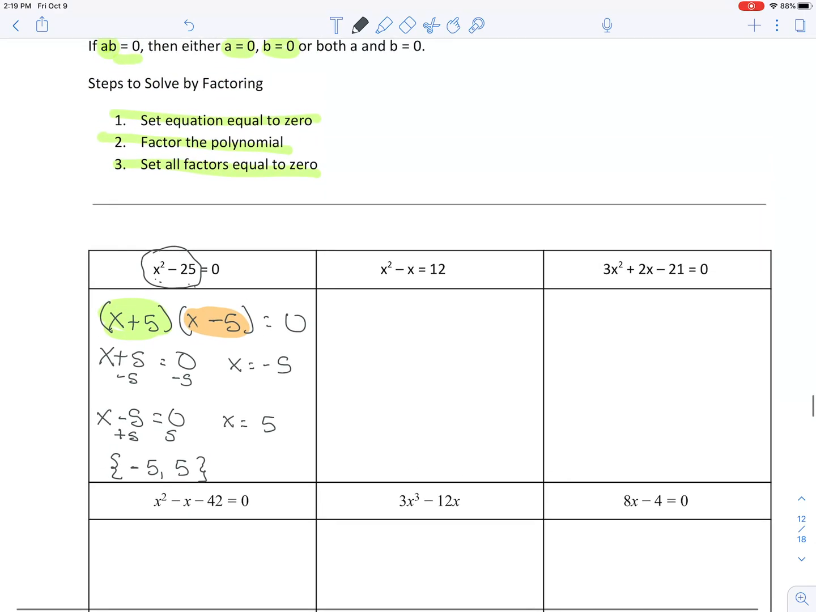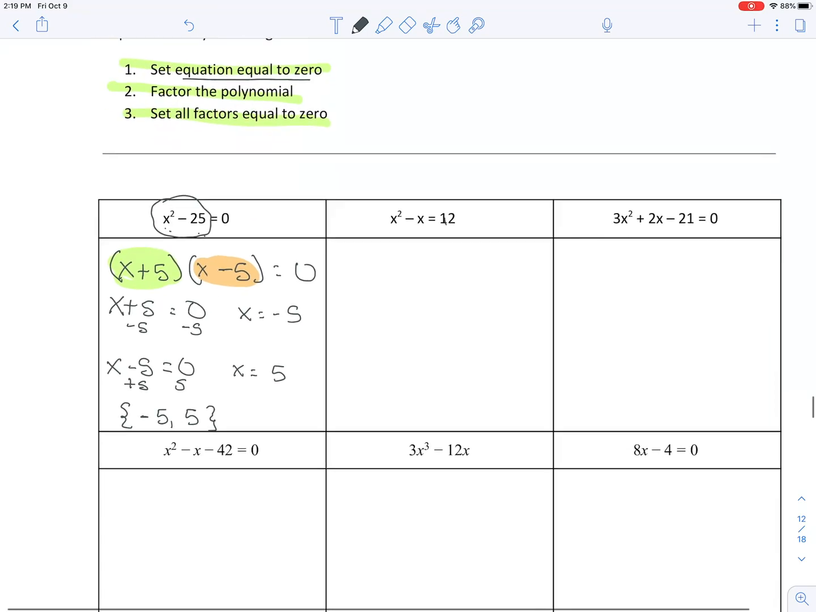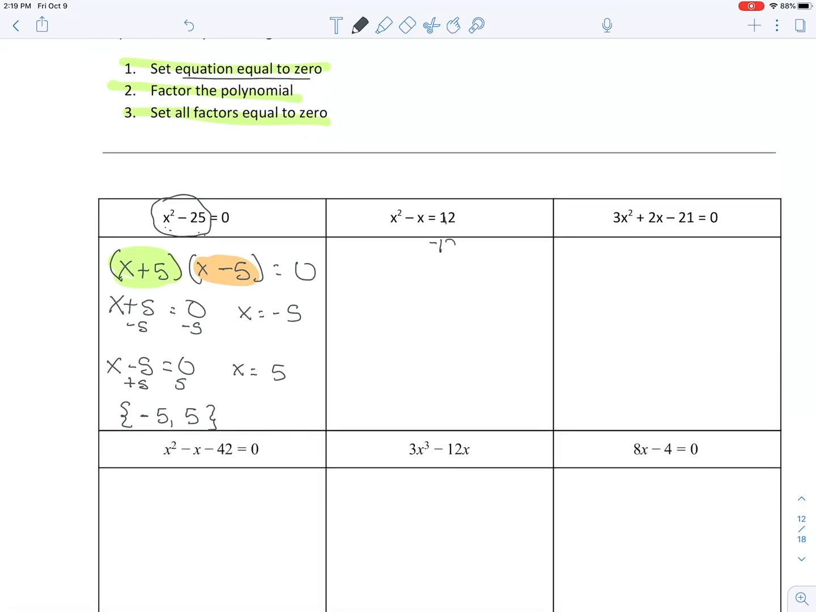Alright, so let's look at problem number 2. According to our list, we want to set the equation equal to 0. This equation is not equal to 0, so I'm going to have to subtract 12 from both sides. I want to put it in the order ax squared plus bx plus c equals 0. That would mean I have x squared minus x minus 12 equal to 0. Then I'm going to factor it.